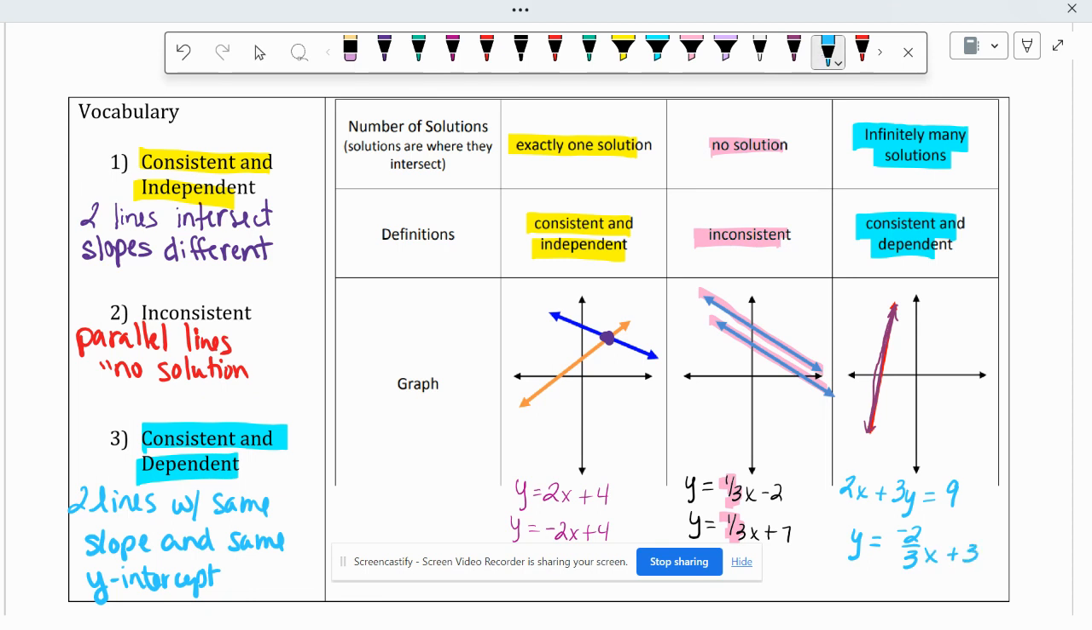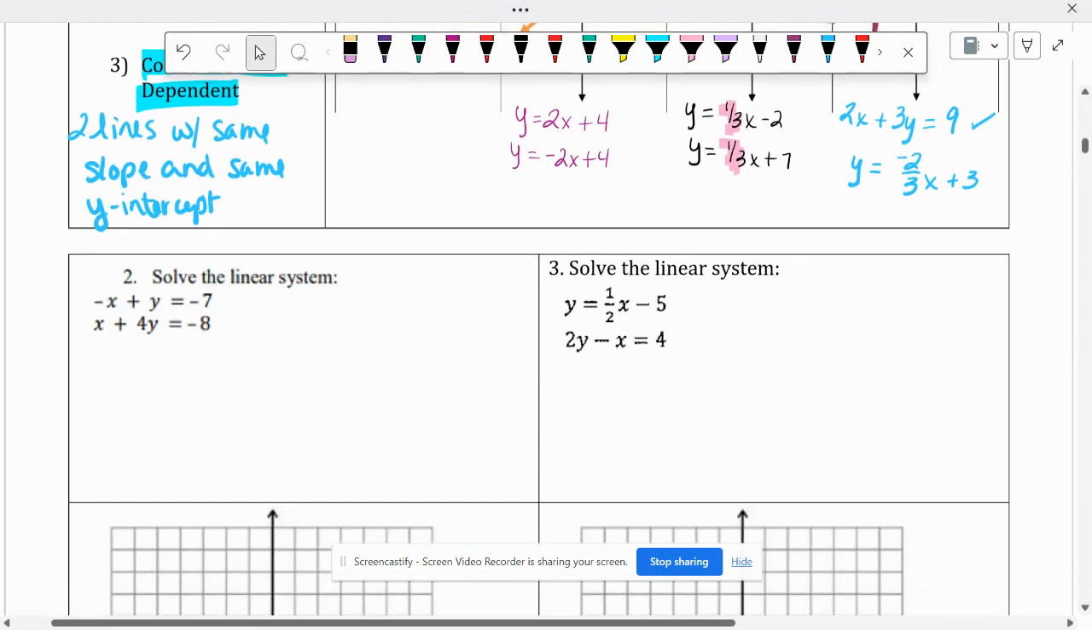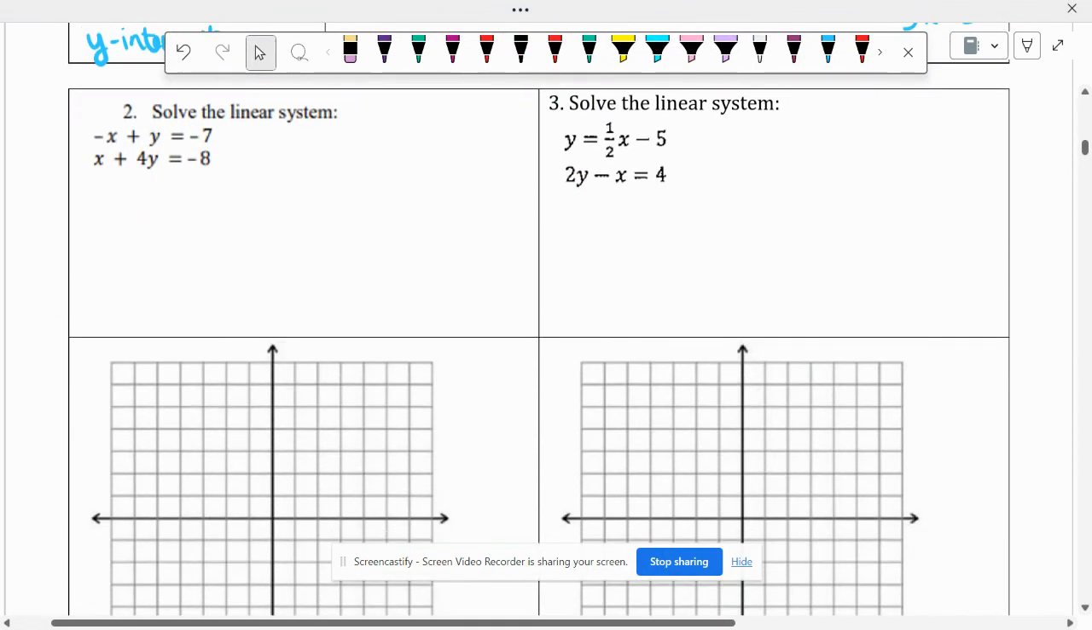Two very different equations, but they're actually the exact same equation. If you were to take this equation and solve it for y, you would get the same slope and the same y-intercept. Okay? So now we are going to continue solving. And remember, this whole lesson is to solve by graphing. So every single one of these, we are going to solve using graphing.